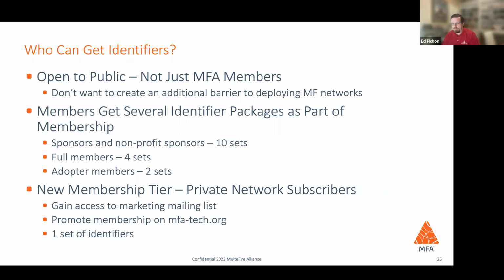Some of the questions that come up in relation to this, of course, are who can get identifiers. It's open to the public. It is not restricted to members of the Alliance, the members of the MFA. Members do get several sets of identifiers as part of being a member, depending on their membership level. And we've even defined a new membership tier, probably called a private network subscriber, where they can get access to our mailing list and get promoted as a member, and they get a free set of identifiers at that level of membership. But you don't even have to do that if you don't want. If you don't want to be a member, you can just order the identifiers. It's easy peasy.